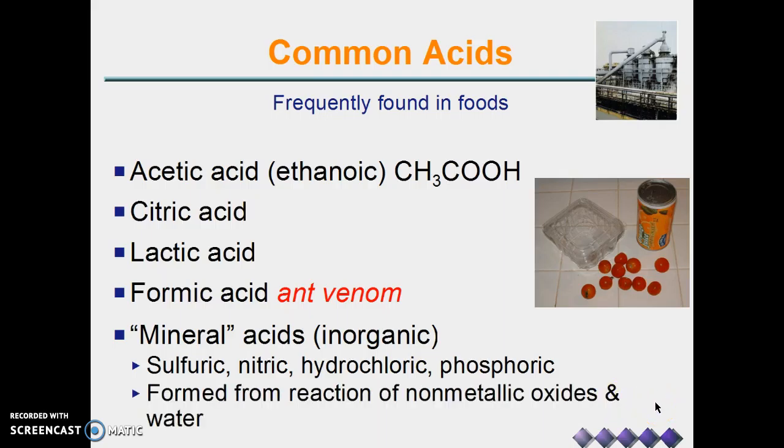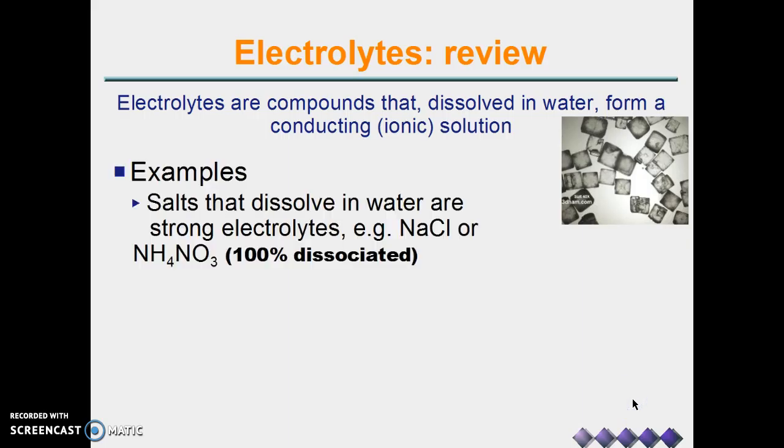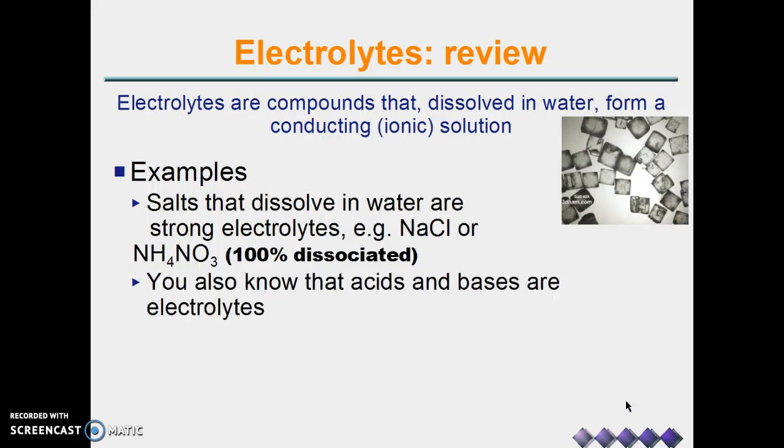They're formed from the reaction of nonmetallic oxides in water. This is something you may have encountered earlier when you studied chemical reactions. Electrolytes, to review, are compounds that, if dissolved in water, form a conducting ionic solution. For example, any salt that has any solubility in water to that extent will be a strong electrolyte. That is, sodium chloride, ammonium nitrate, they're always 100% dissociated in water. All of the salts break up into ions, positive and negative.